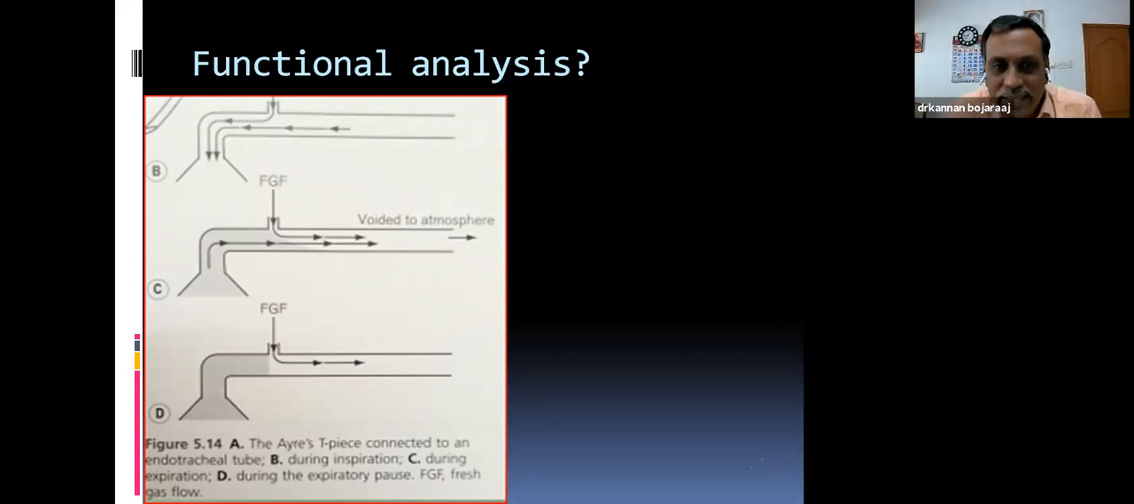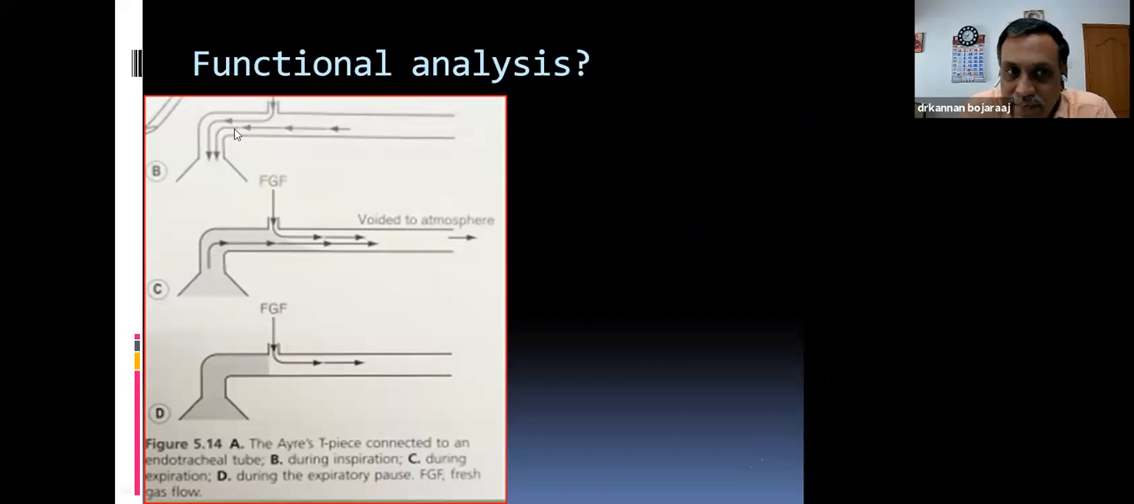So whatever gases are present will not be vented out to the atmosphere, and during the act of the next inspiration, whatever gases are present will be sucked inside, that will produce rebreathing. So the lengthier the tube relative to the tidal volume of the patient, there is a possibility of rebreathing during the next inspiration. Suppose the tube is so small, like this only, less than the tidal volume of the patient, what happens?